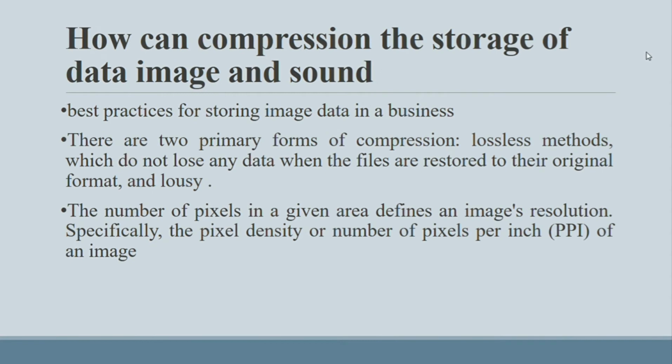How can we compress the storage of data, image and sound? Image compression is a process applied to a graphic file to minimize its size in bits without degrading image quality below an acceptable threshold. By reducing the file size, more images can be stored in a given amount of disk or memory space. The image also requires less bandwidth when being transmitted over the internet or downloaded from a web page, reducing network congestion and speeding up content delivery.